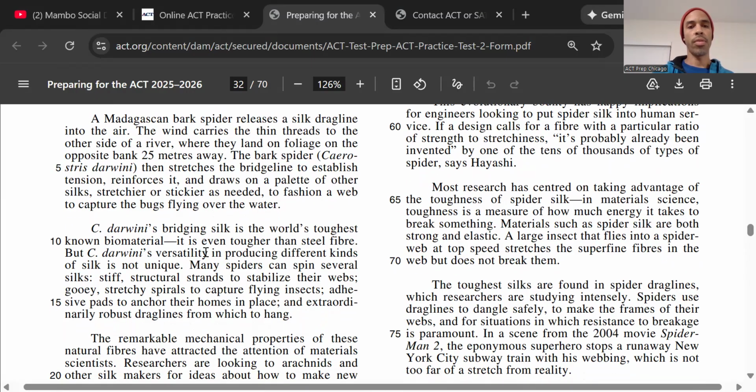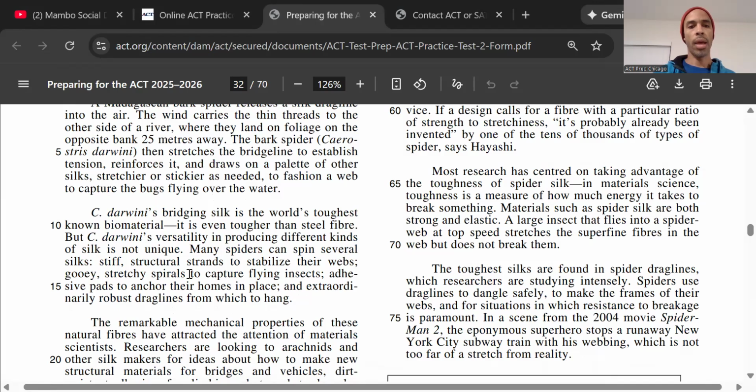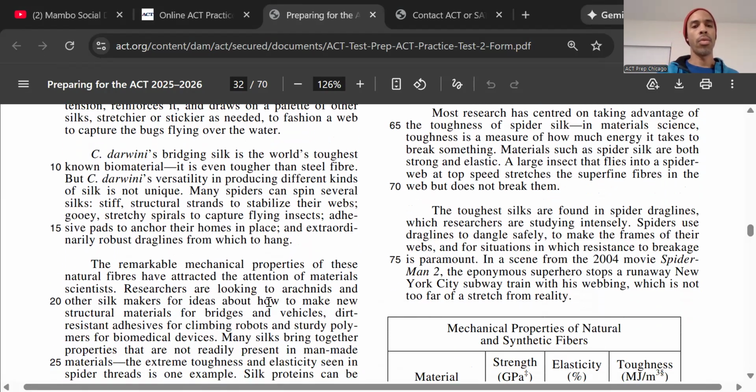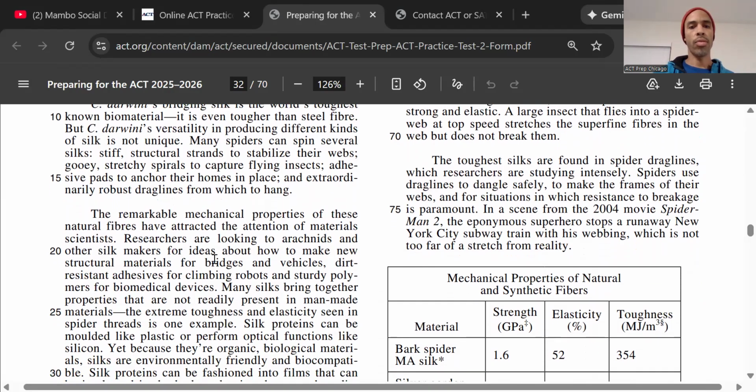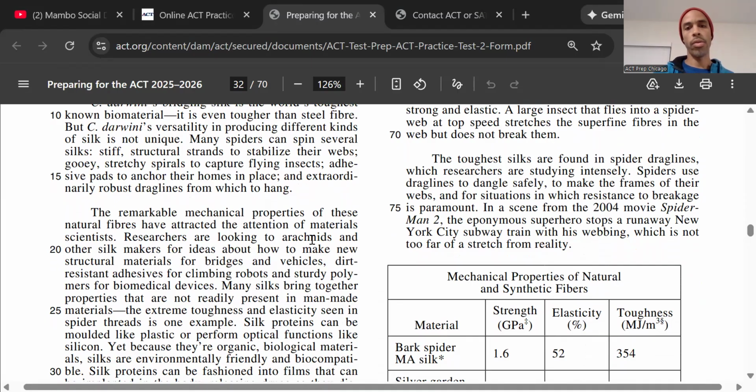Wow. But C. Darwini's versatility in producing different kinds of silk is not unique. Many spiders can spin several silks: stiff structural strands to stabilize their webs, gooey, stretchy spirals to capture flying insects, adhesive pads to anchor their homes into place, and extraordinarily robust draglines from which to hang. The remarkable mechanical properties of these natural fibers have attracted the attention of materials scientists. Researchers are looking to arachnids, which are spiders, and other silk makers for ideas about how to make new structural materials for bridges and vehicles, resistant adhesives for climbing robots, and sturdy polymers for biomedical devices.